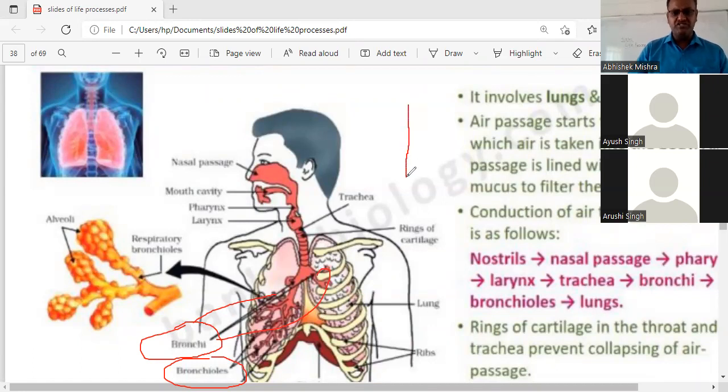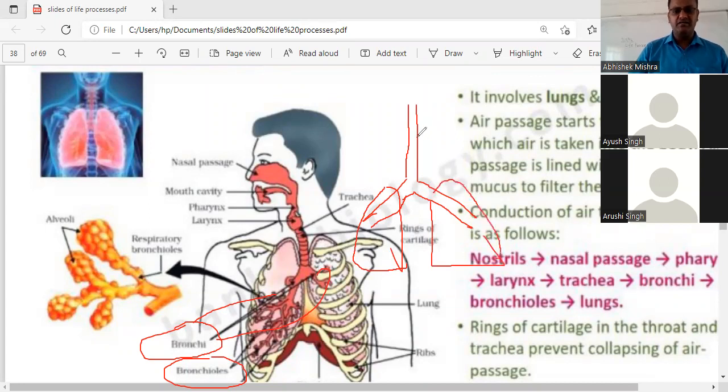If I want to show you this again with the help of a more simplified image, suppose this is a windpipe, and these two are the branches of the windpipe. Suppose this is a lung. This is a hypothetical diagram I'm showing you to make the concept more clear.